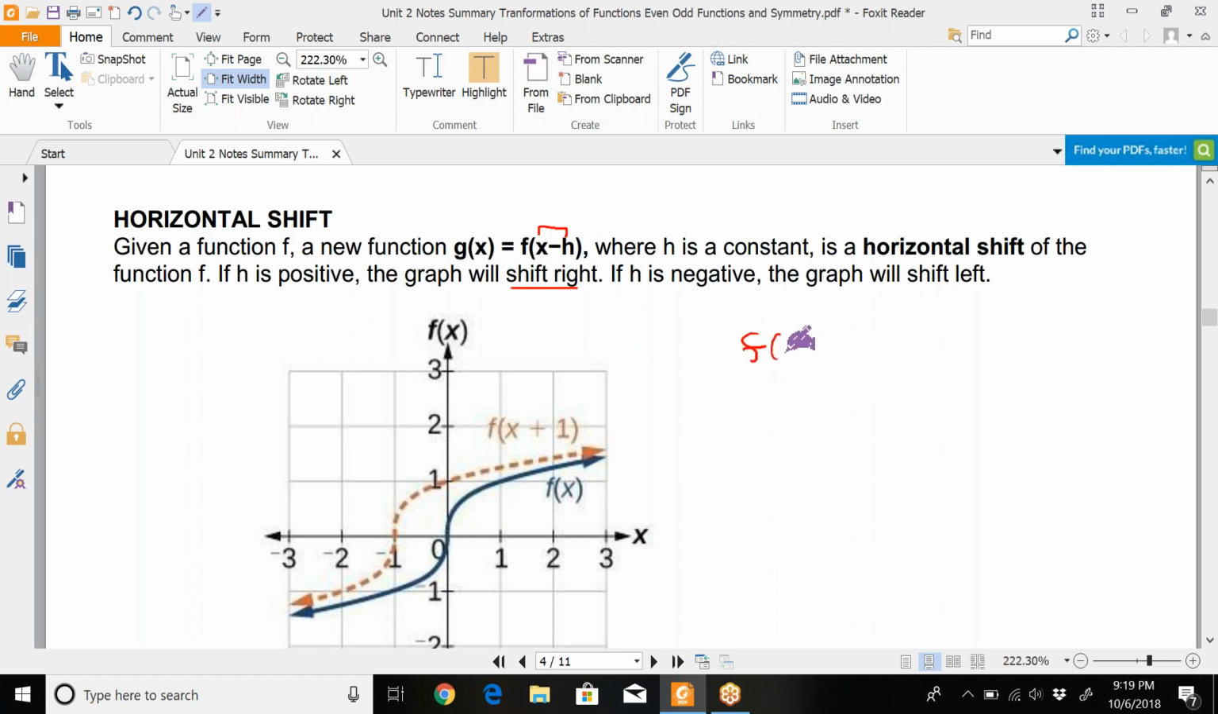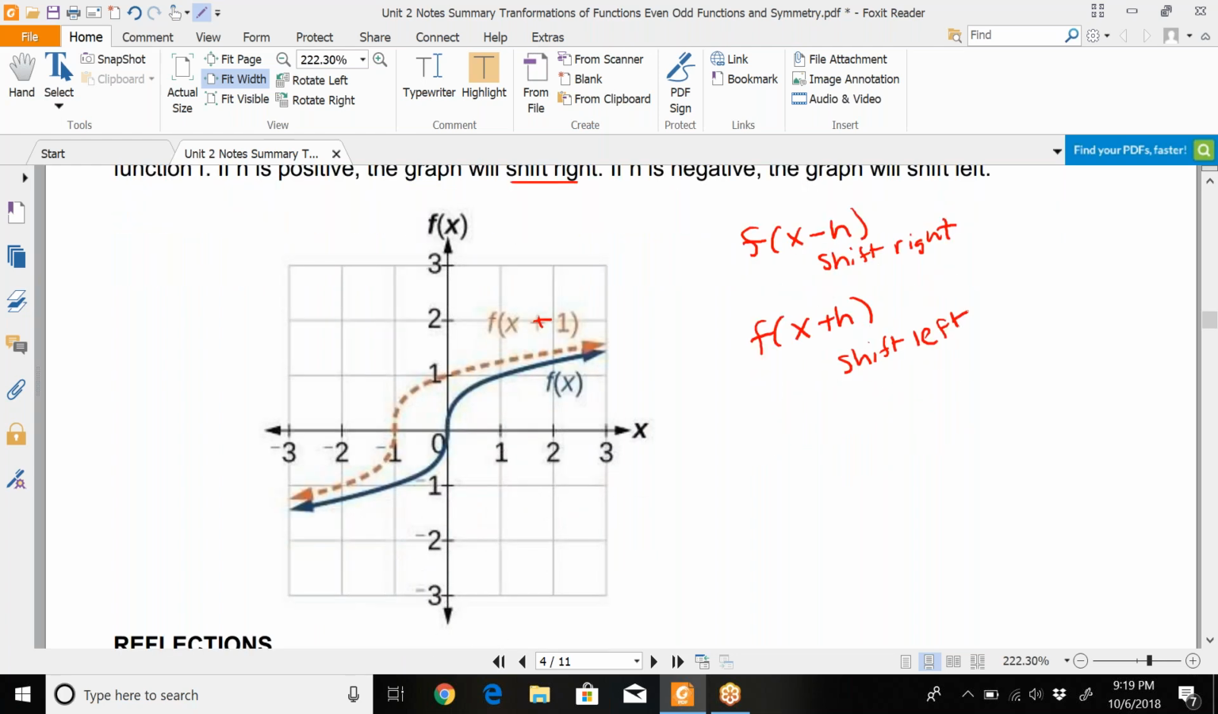So if you have a function where you have a minus inside with your x, that means you're going to shift the graph to the right. If you have a function where they add something inside to the x, then you're going to shift left. So notice this has a +1 inside. You can barely see that plus symbol there. So they shifted the whole graph to the left one. So that's the difference between vertical and horizontal shifting.